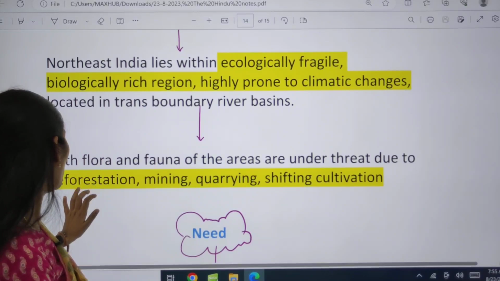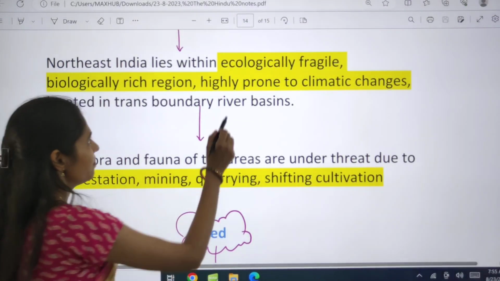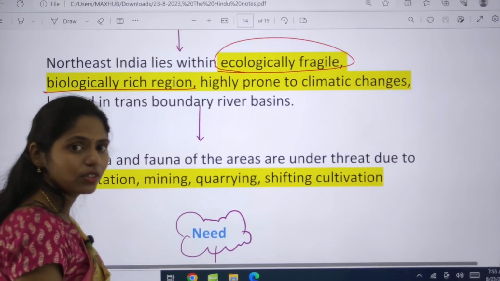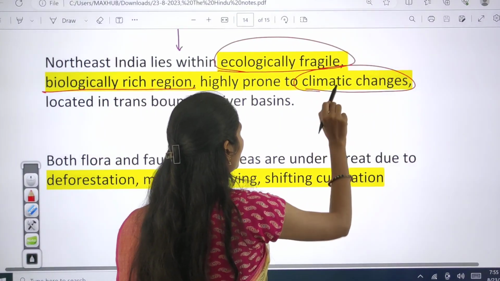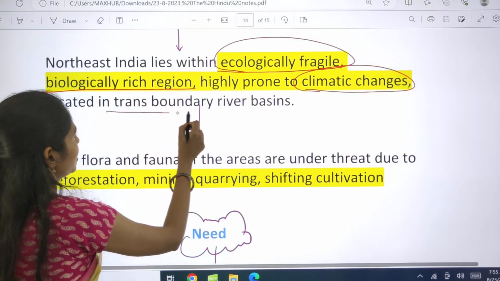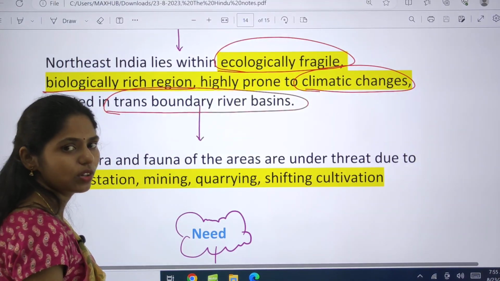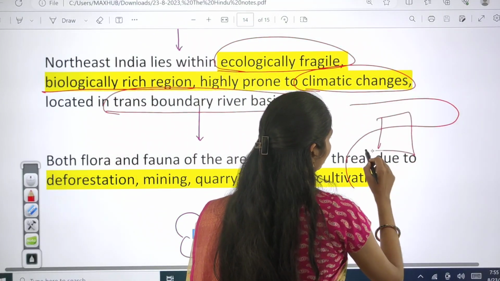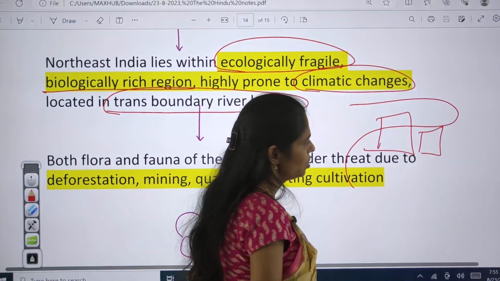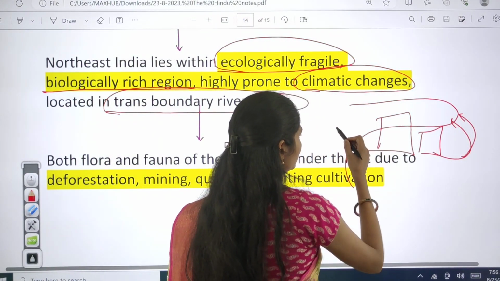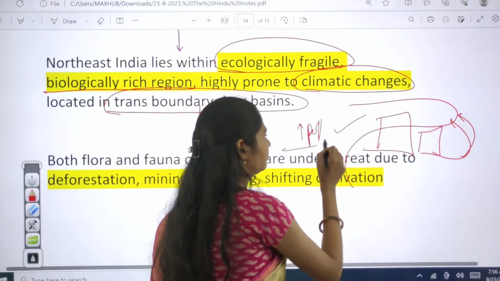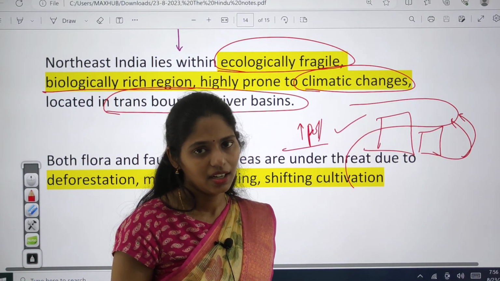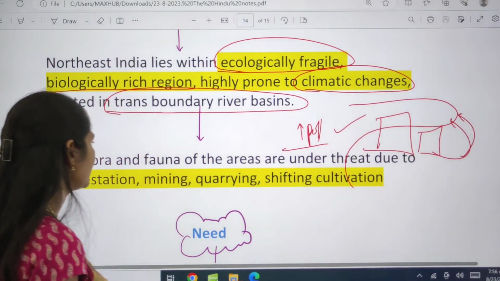And if you move forward, northeastern India lies in an ecologically fragile and biologically rich region. Because of this, it may also be prone to climatic changes, and because it is located in transboundary river basins, that means many rivers flow in this area. If you go for development projects or industries here, they will be releasing waste. Because of this, pollution in the rivers will increase, and it will have a negative impact on the wildlife, and even flora and fauna. So this is the thing which is mainly said here.